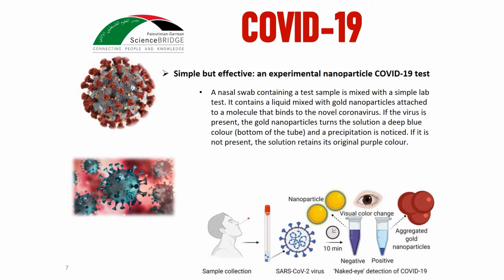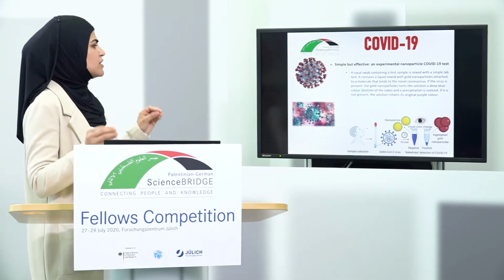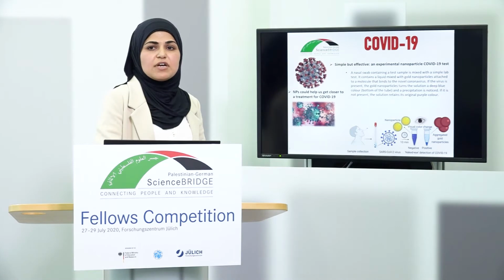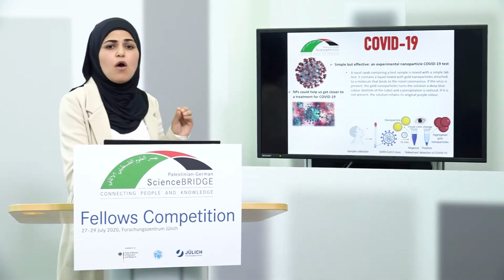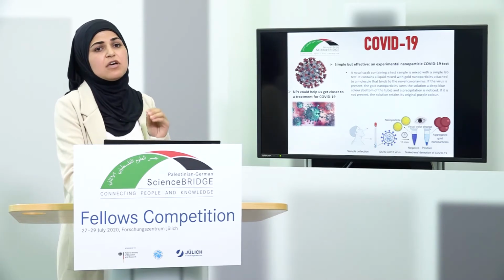The basis of this test is that a gold nanoparticle is attached to a molecule that binds to the novel coronavirus. If the virus is there, the color of the gold nanoparticles changes to blue and a precipitate is noticed. But if the virus is not there, then we just get the original purple color. Also, a lot of research was published just last month about how we can use nanoparticles to come closer to a treatment for this virus.